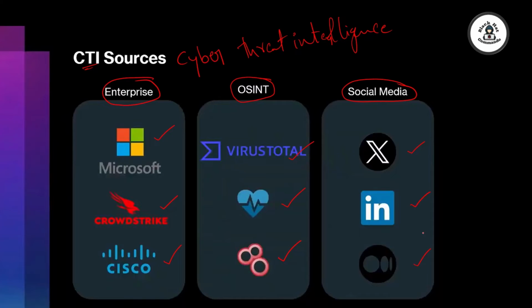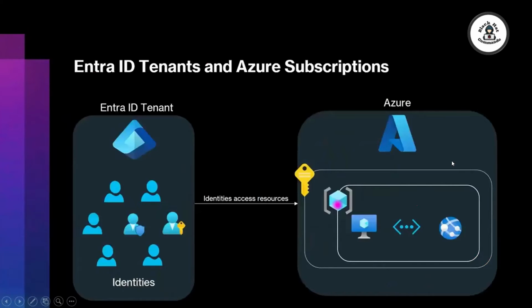Okay, these are the different types of channels where we get CTI sources. So without further delay, we'll move forward. So what are Entra ID tenants and Azure subscriptions?